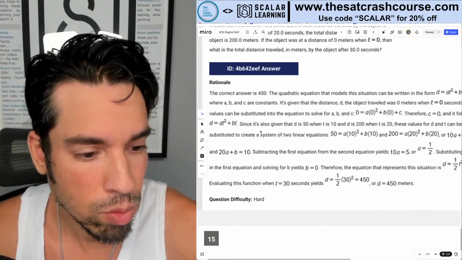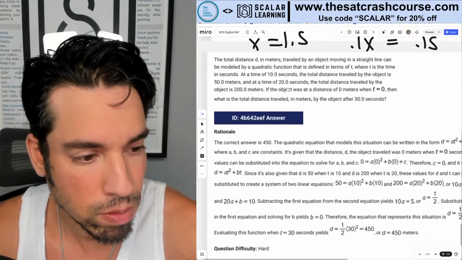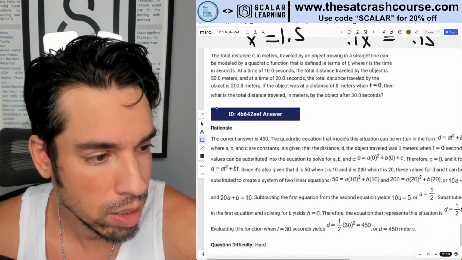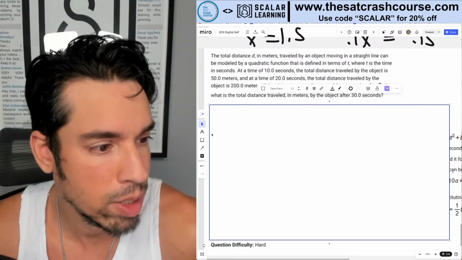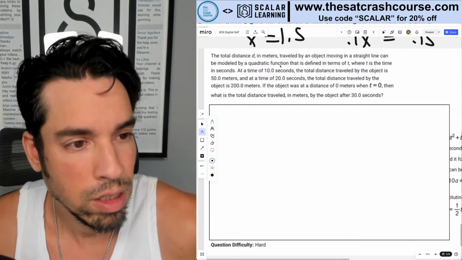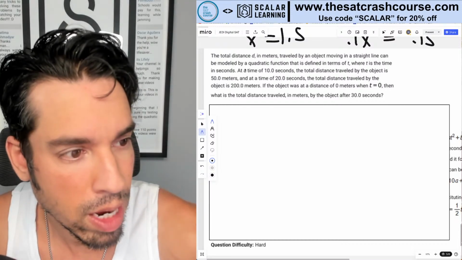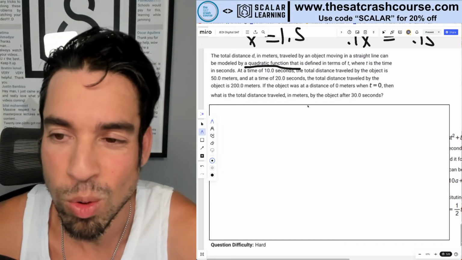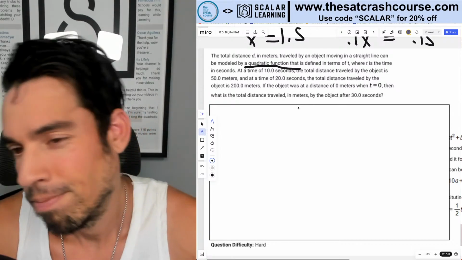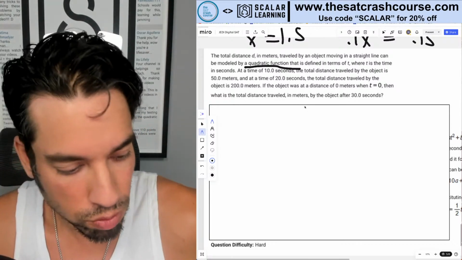All right, here we go. We got a couple more problems here. Let's blot out the answer so we have some room. Okay, here we go. The total distance in meters traveled by an object in a straight line can be modeled by a quadratic. I remember this problem. This is an old SAT problem. I'll do it though, but it's from the old version.